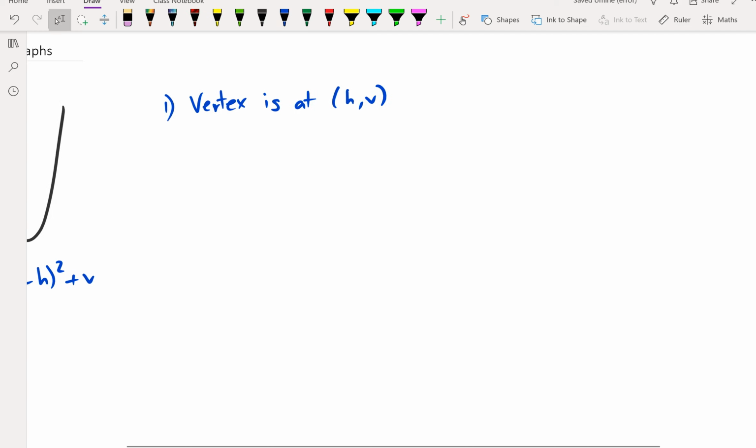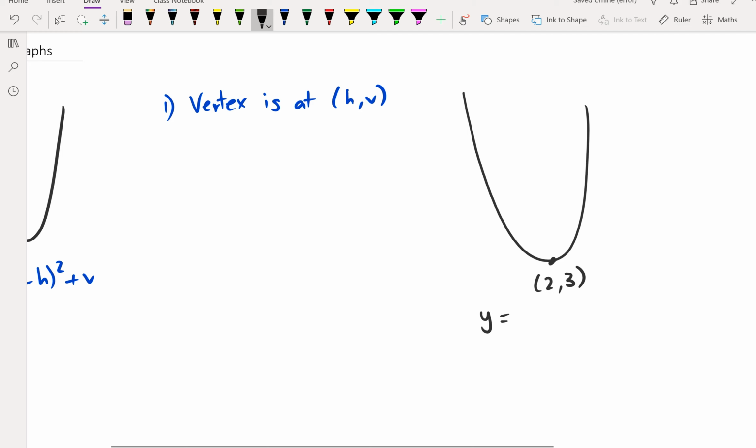So for example, on the side here, I'll show you in parallel what this would look like. Let's say this has a vertex at (2, 3), and the equation is y equals 2(x minus 2) squared plus 3. Then what you would write is vertex is at (2, 3). Okay, so that's your first thing.